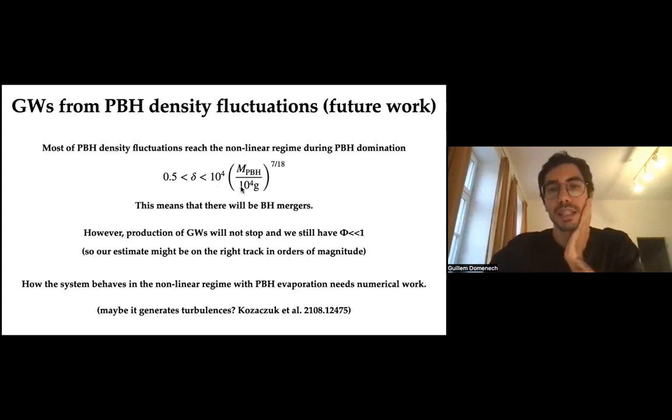Let me tell you that I think it's a good order of magnitude estimate, because the curvature perturbation is always much less than 1, and this is what sources induced gravitational waves. And I don't think that the production of gravitational waves will stop even if you reach the nonlinear regime. In any case, maybe you have more gravitational waves from the mergers and so on. If you want to study what happens in the nonlinear regime, then we will need some numerics. I'm not sure how to do that.